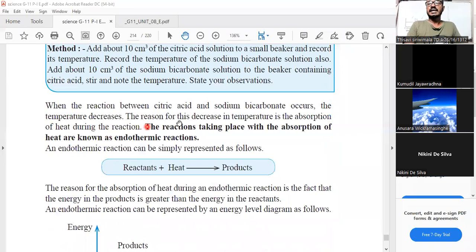The reactions taking place with the absorption of heat are known as endothermic reactions.